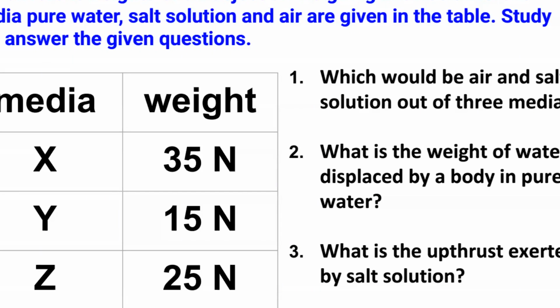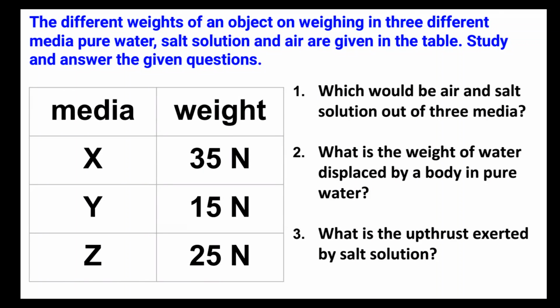The media are pure water, salt solution, and air. Means among X, Y, and Z, one is air, another is a salt solution, and the third one is pure water. You have to study the table carefully, the data, and give answers. So according to the questions, let's see question number 1 first. Among these media, out of X, Y, and Z, which would be air and salt solution? Simply you can say the name, just like X is salt solution or air or pure water. Find the corresponding weight of the object in different media.